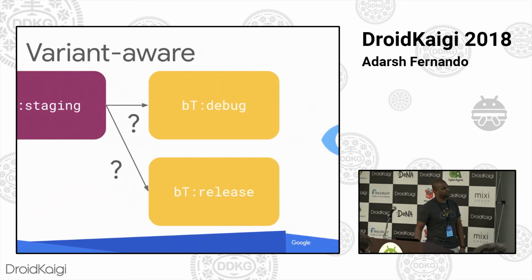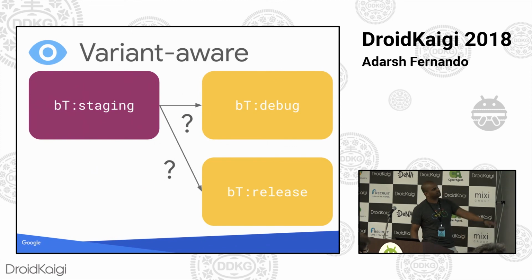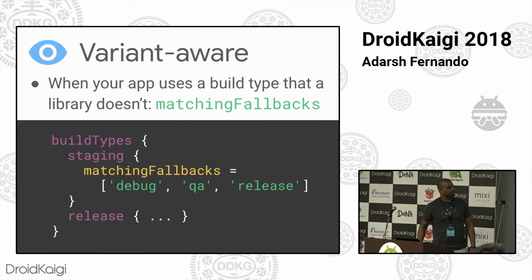Okay, what about missing build types? Actually very similar, right? So we have staging here, debug, release. Gradle plugin doesn't really know what to do. So again, use matching fallbacks, and this time you specify it in the build type that you want the fallbacks for, right? So for staging, we tried debug. Maybe there's a QA, and if it has neither of those, let's just take the release build type. And here, if release is found, like you don't have a problem, like all your modules use release, then you don't really need to add this, right?